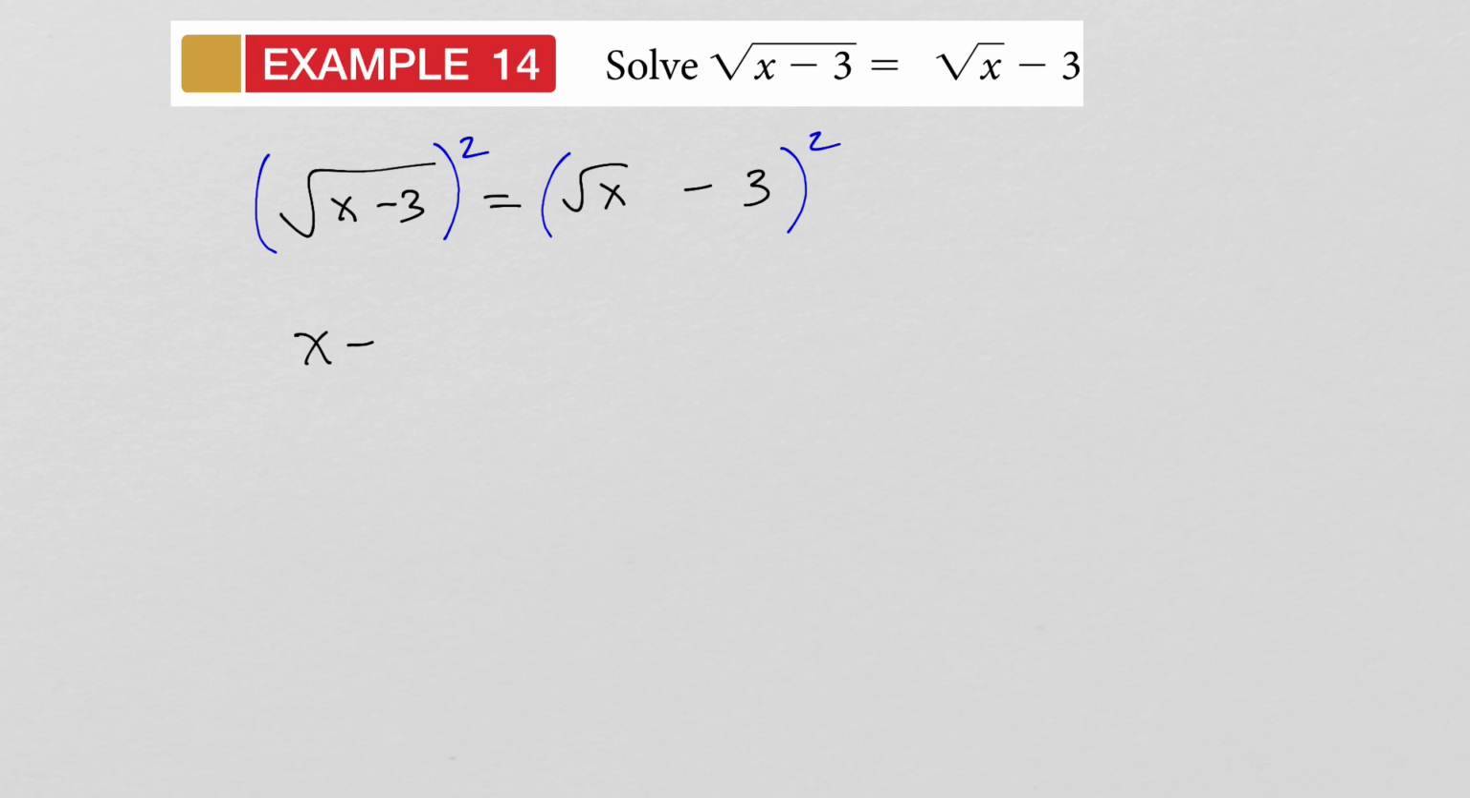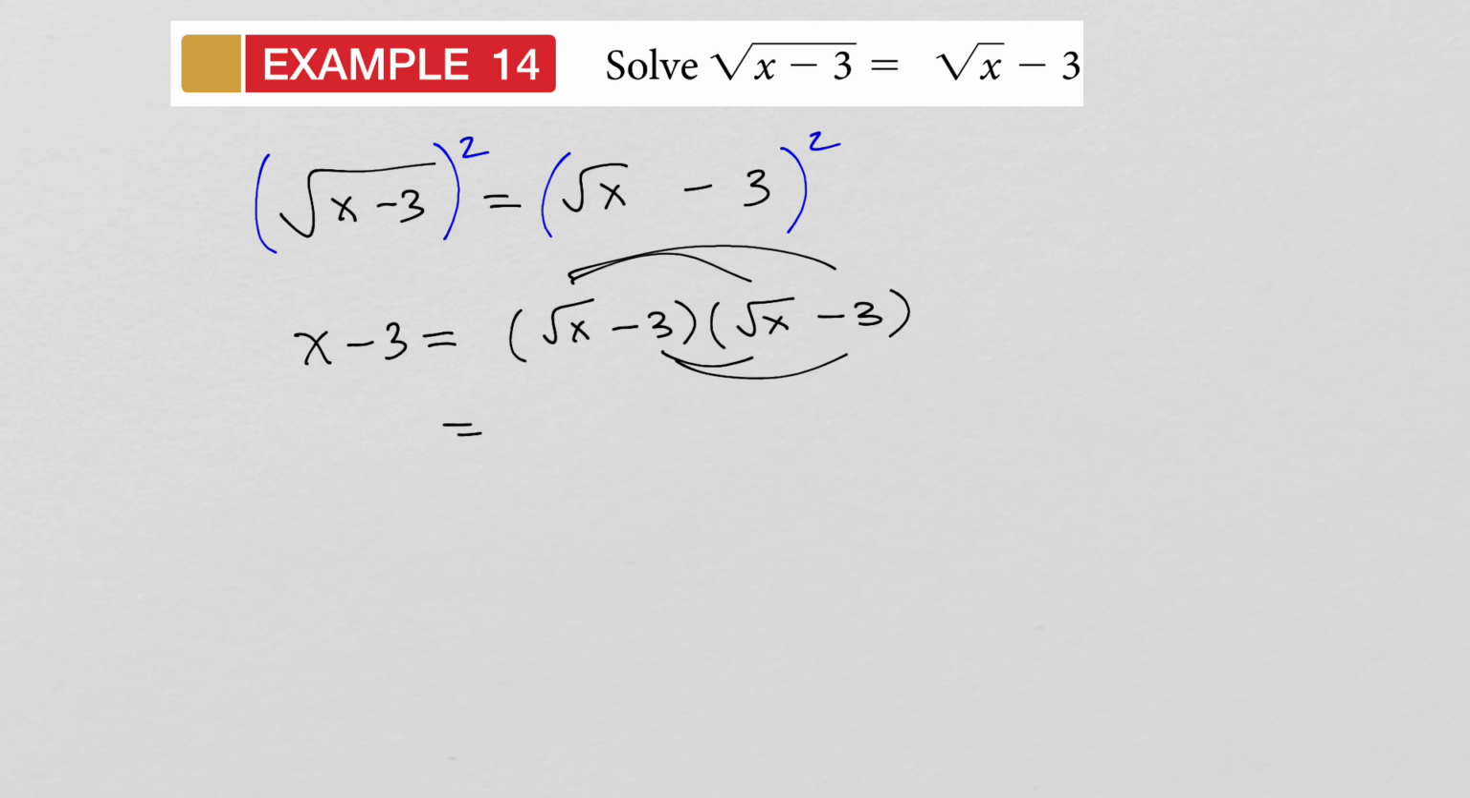The left-hand side becomes x minus 3. But then the right-hand side becomes the square root of x minus 3 times the square root of x minus 3, and we have to FOIL this. So multiplying this out, radical x times radical x is x. Radical x times negative 3 is negative 3 radical x. Negative 3 times radical x again, and then negative 3 times negative 3 is positive 9.